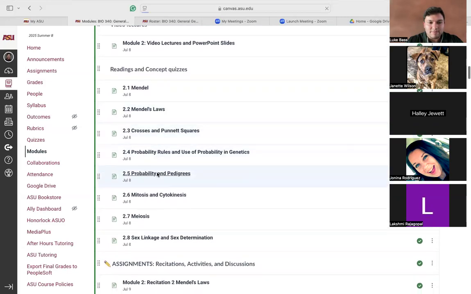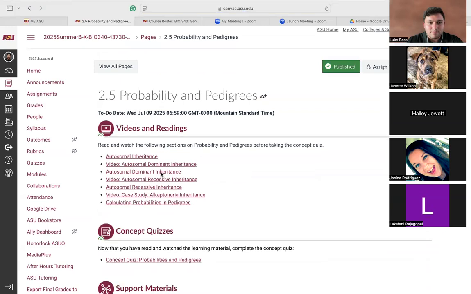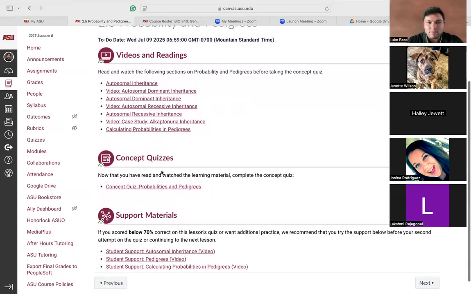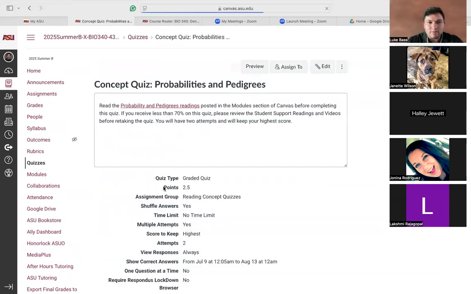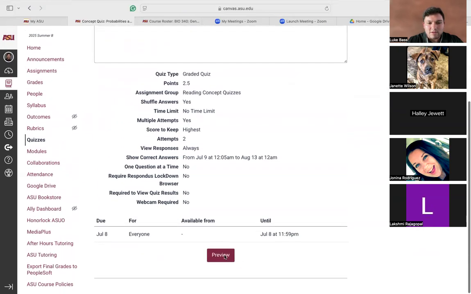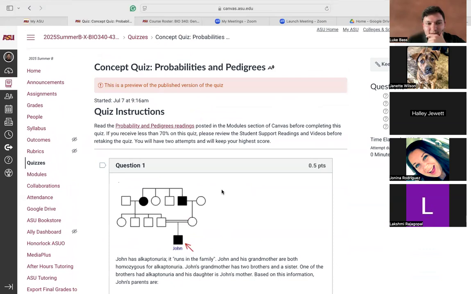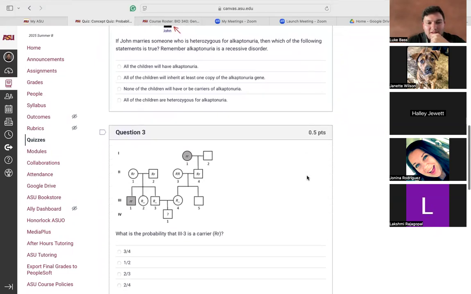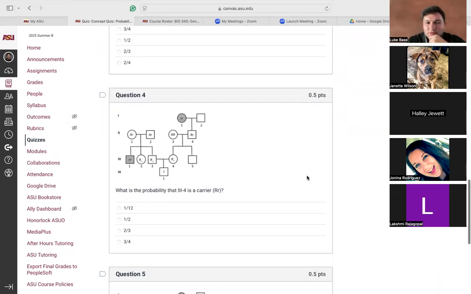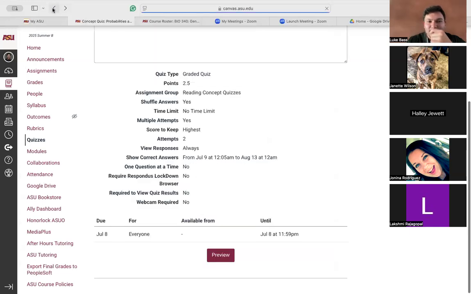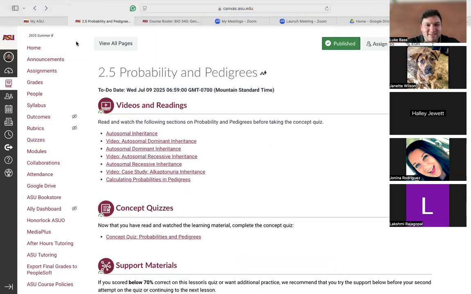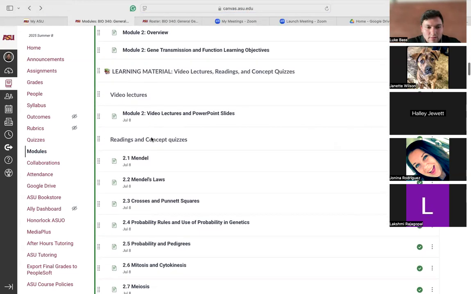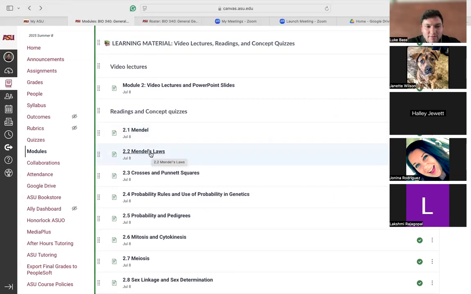Say 5 and 6. Okay, so looking at this concept quiz here, Mendel's laws. Let's see here. Is this Mendel's laws? Yeah. Okay, I see. Sorry, I don't spend too much time with the concept quizzes, so I'm a little lost. Gotcha. Okay, so this one right here. Yeah. Okay, perfect.